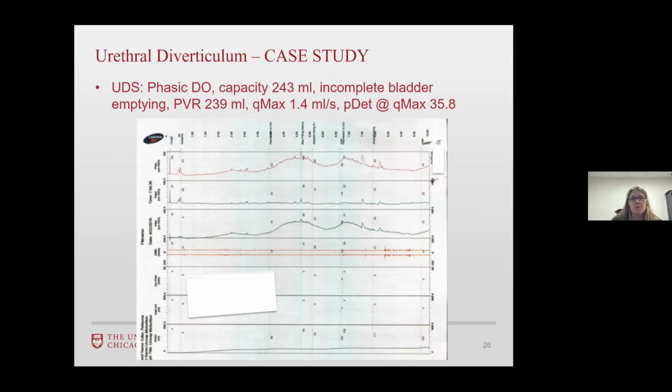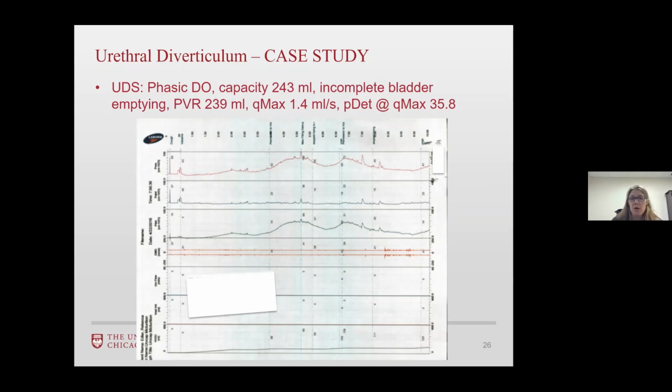So going back to that patient, my case study, she had urodynamics done because of her severe lower urinary tract symptoms and her incomplete bladder emptying. You can see here on urodynamics that she has these phasic DOs, and her capacity was 243. She wasn't able to empty completely. Her PVR was about 239, so she very much had incomplete bladder emptying.